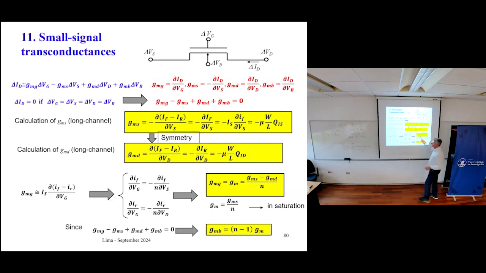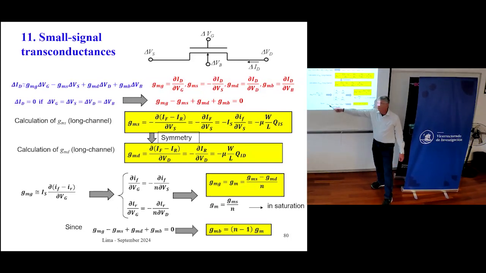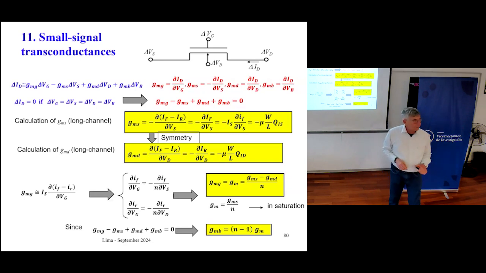In practice, I can rewrite this expression in terms of GMS and GMD, and then I can use these two previous expressions. This is simple algebra. And finally, the last transconductance is the transconductance to the bulk. I can use this sum here, which is 0, and derive this expression. Okay? What if n equals 1?